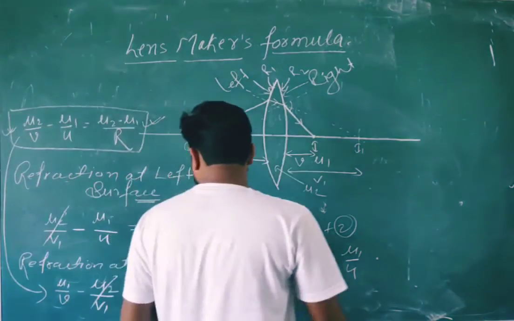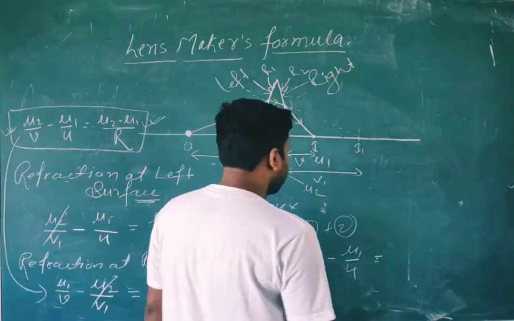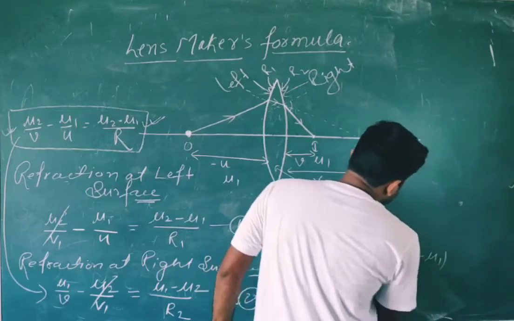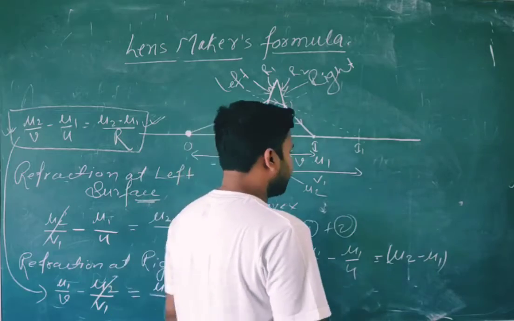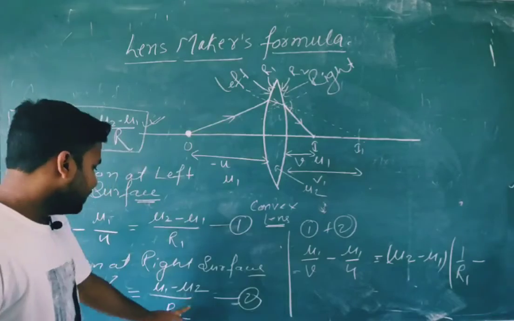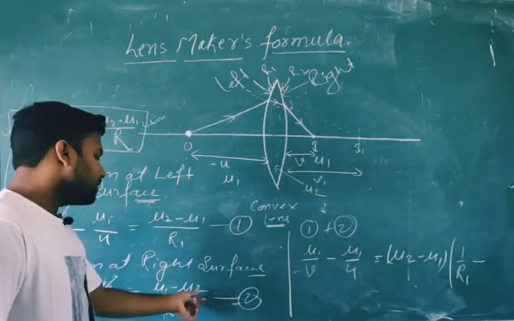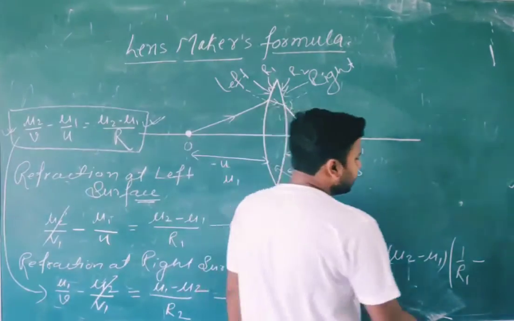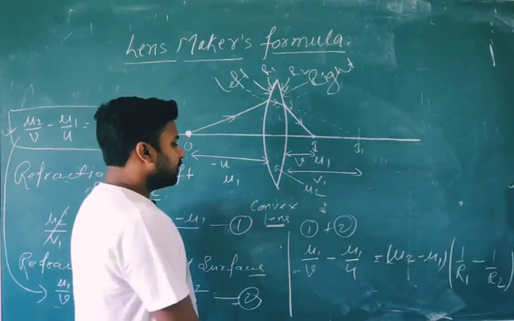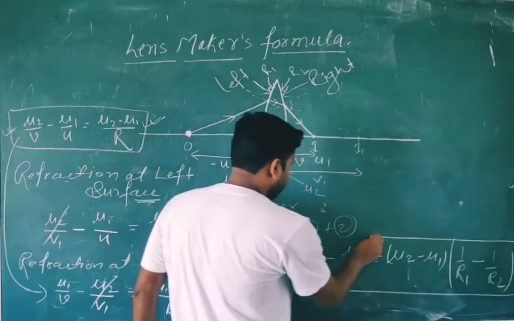Here, if you take mu2 minus mu1 as common, it will become with the positive sign, so 1 by R1 minus 1 by R2. Here we took mu2 minus mu1, but here it's mu1 minus mu2, which means you have to take it with the negative sign. Okay students, this is the formula. It's the main lens maker formula.